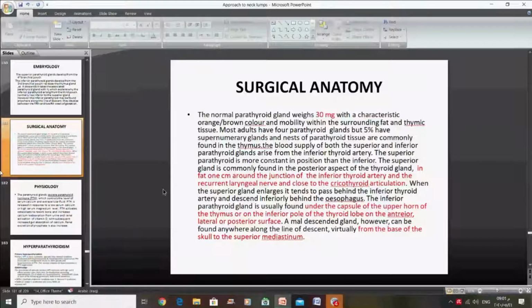Surgical anatomy. The normal parathyroid gland weighs 30 milligrams, and it is orange brown in color. It is found in a droplet of fat. Most adults have 4 parathyroid glands. Only 5% have a supernumerary gland, meaning they may have 5. Blood supply of the superior and inferior parathyroid glands is from the inferior thyroid artery.